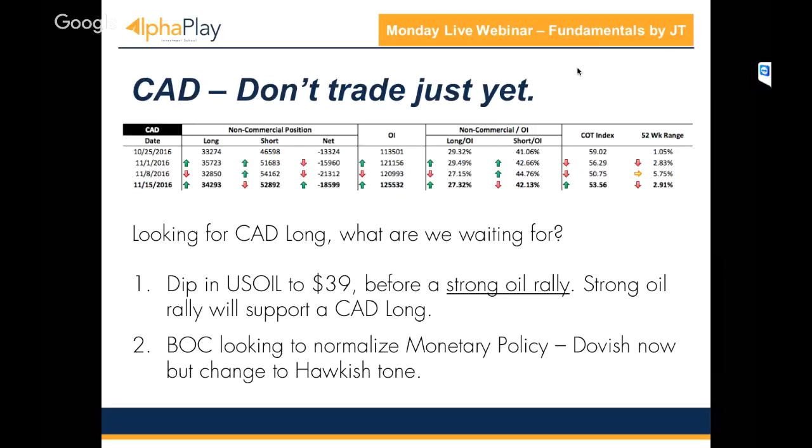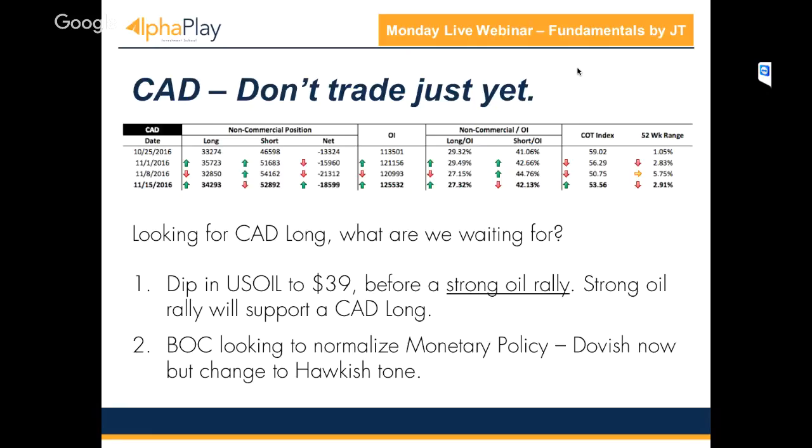Secondly, the BOC is also looking to normalize monetary policy. Right now, they are very dovish. They are looking to have taper, a rate cut, a stimulus. But if the economy works well for them, which I believe would bottom up soon, the dovishness will change into a hawkish tone. And when that happens, that would also be a strong rally in the Canadian dollar. So we're looking at these two key reasons for a Canadian long.